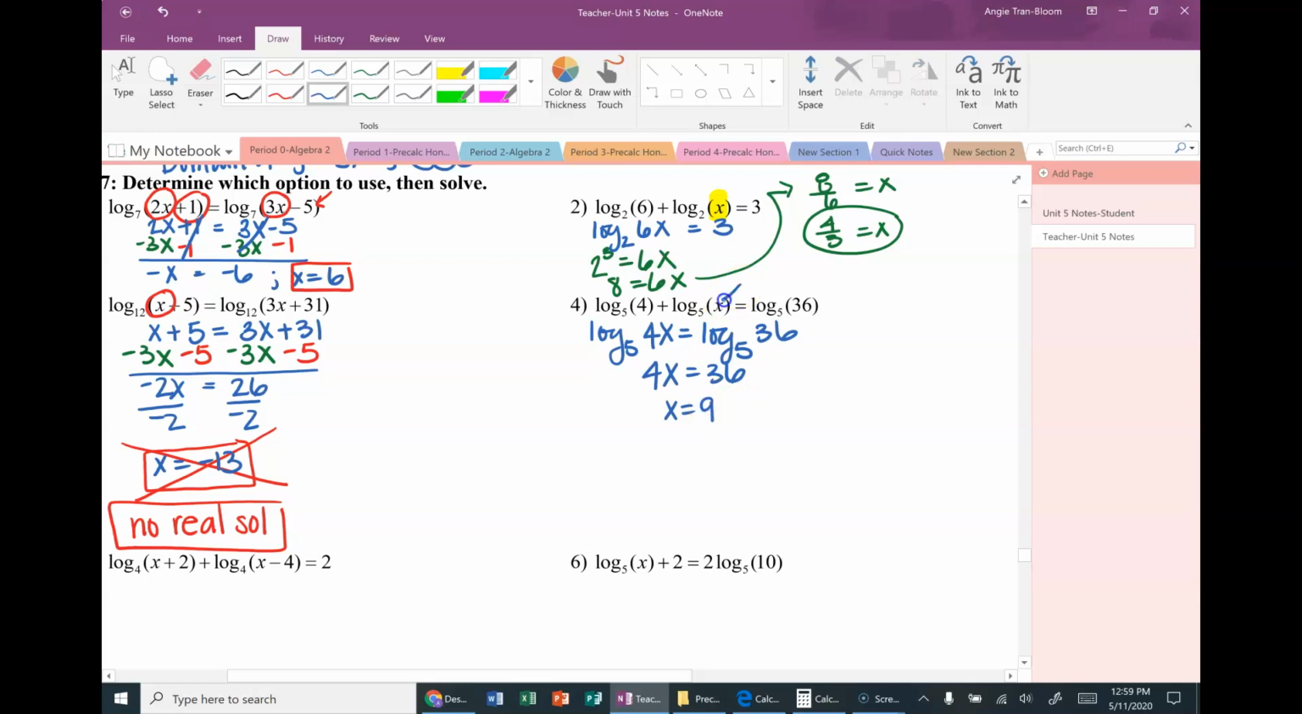So check it really quickly. When I plug 9 in, that's definitely not negative, so I can box it up.